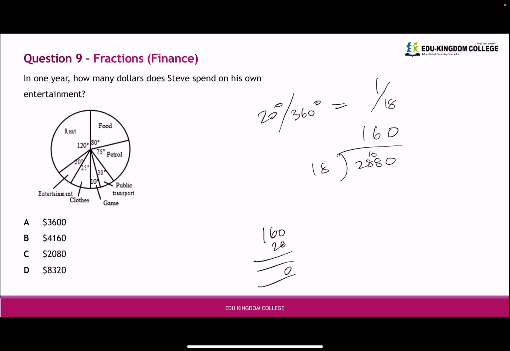So 6 times 0 is 0, 6 times 6 is 36. Carry the 3 to the top, 960, 2 times 0 is 0, 2 times 6 is 12. And then carry the 1 to the top. So 2 times 1 should give you 2, plus 1 should give you 3. So he spends 0, 6, 5, 1, 4, 5, 6, 0. Have I added something up wrong? Let me try that again.